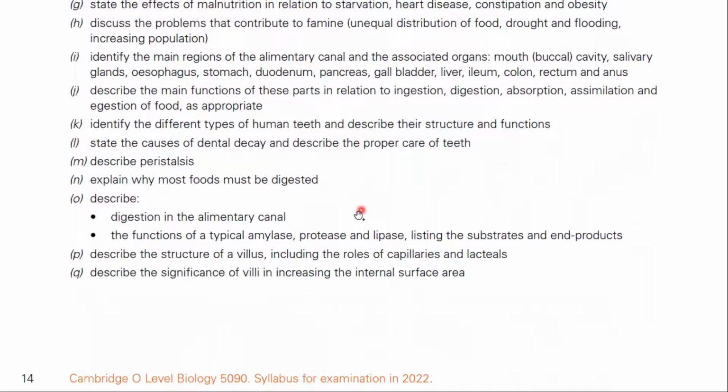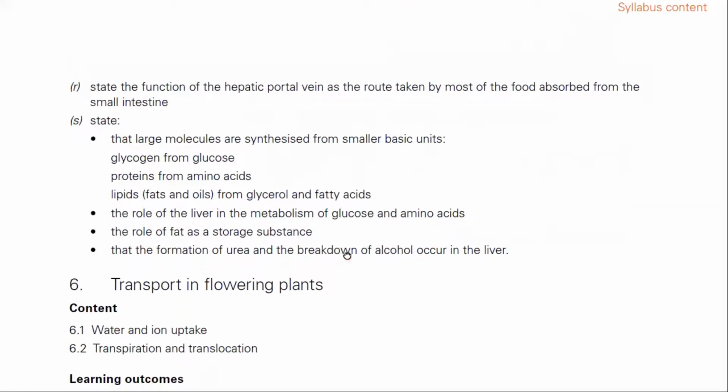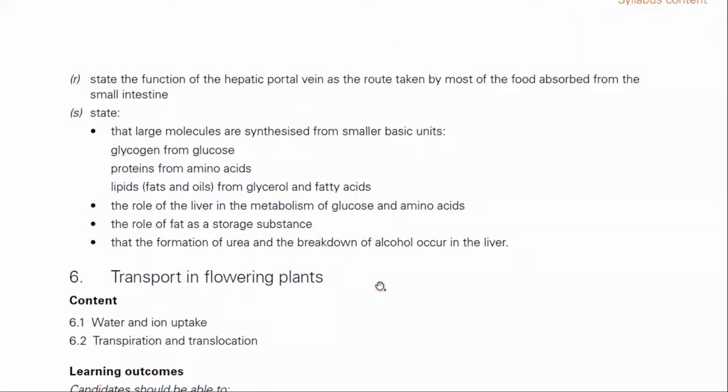We would also be discussing peristalsis movement, which is basically the start of digestion, and we'll go towards the part where the whole digestion takes place mechanically and chemically, in all types of functions, and also the role of enzymes in digestion, such as amylase, protease, and lipase. We will also be discussing the function of villi, absorption, and also the large molecules. How are they synthesized into smaller basic units?